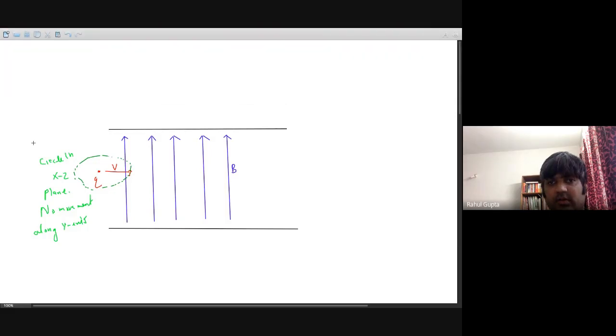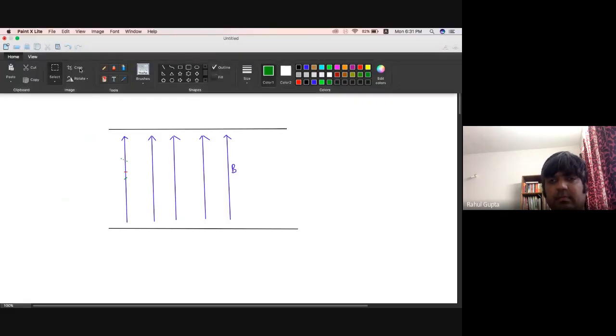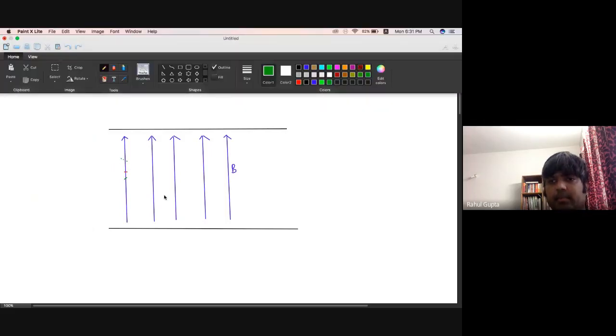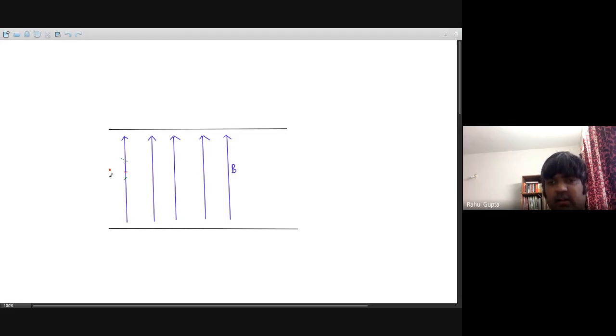Sure? Yes, sir. Now, time for the twist. Good time for the twist now. I think you guys know what's coming, but why that's coming is more important. So now instead of this, I will make my charge enter this field not perfectly perpendicular to it. Mind it, it's in the plane only, but it enters like this.